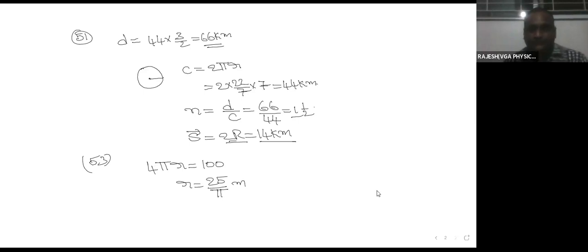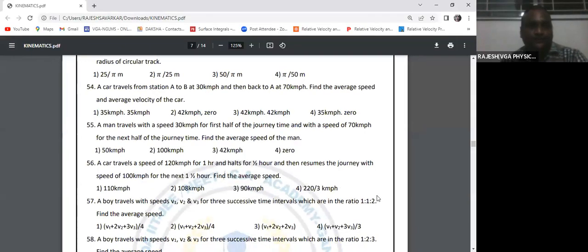Next, a car travels from station A to B at 30 km per hour and then back to A at 70 km per hour. Find the average speed and average velocity of the car. Average velocity, because it started from A and it reached A again, is 0. For average speed, is it equal times or equal distance? A to B and B to A, same distance. So equal distance case, you have to write 2V1V2 by V1 plus V2. So 2 into 30 into 70 by 30 plus 70, which is 100. So 42 km per hour and 0, because displacement is 0, na?